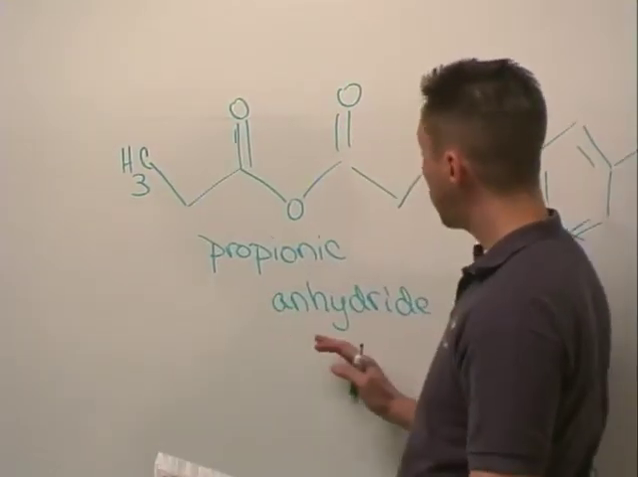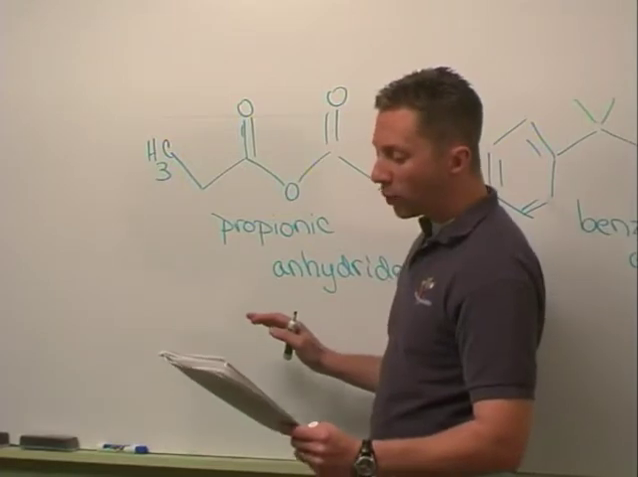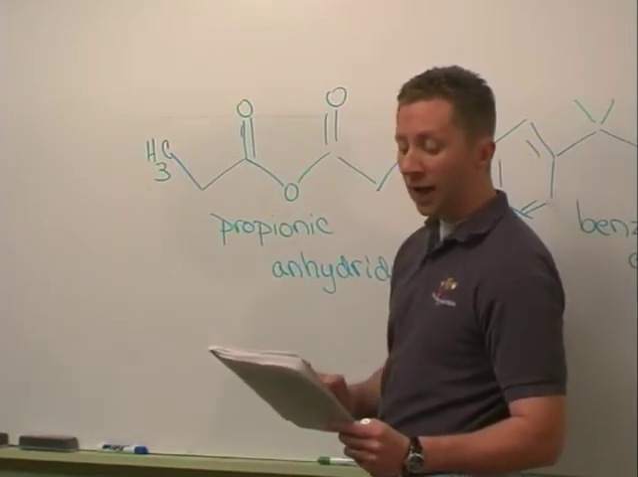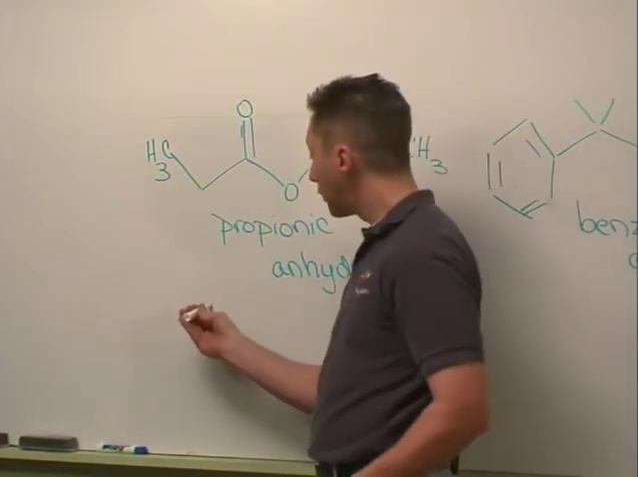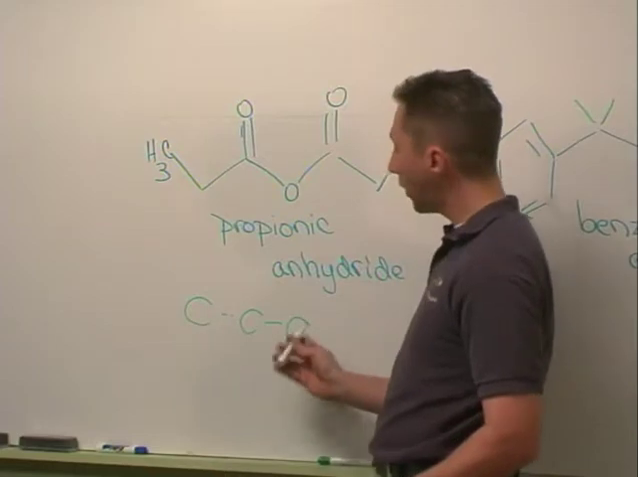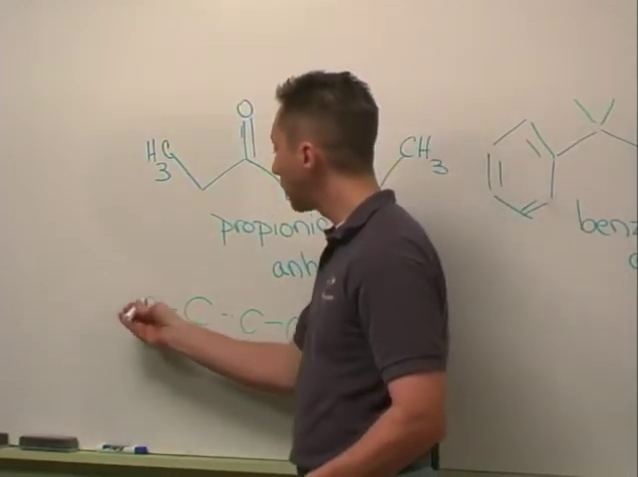And I've drawn the structure, propionic anhydride. What would be the structure of the ester product when N-propyl alcohol is reacted with propionic anhydride? So N-propyl alcohol is going to be a propyl chain, 3 carbons with a hydroxyl group.